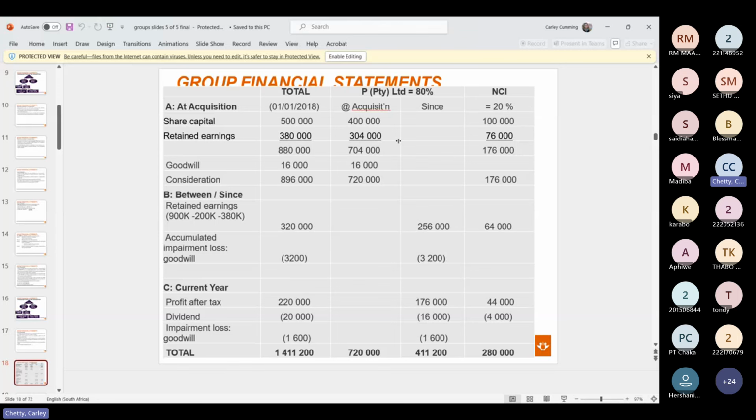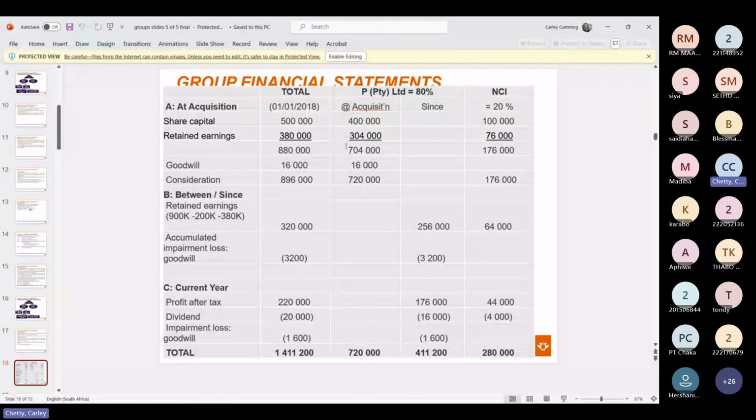And the retained earnings, P will take 80% of the retained earnings on acquisition, and that will give them 304,000 Rand. Then the non-controlling interest, which is 20%, they will get 20% of the share capital on acquisition and 20% of the retained earnings. So the non-controlling interest total on acquisition will be 176,000.